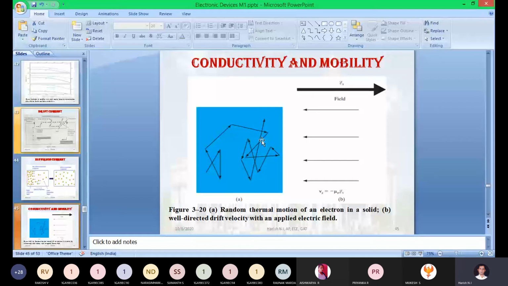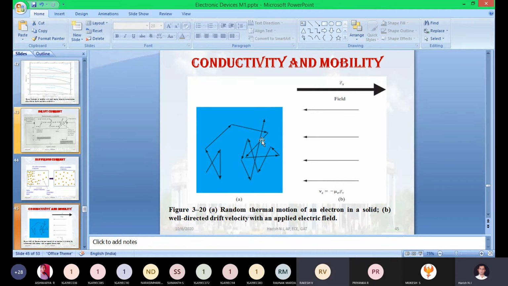What is the meaning of this statement? Electrons will be traveling in different directions. Initially it was present. To divert them to a particular direction, I am applying an electric field. So when you apply an electric field, individually each electron experiences a force of minus q times epsilon x.